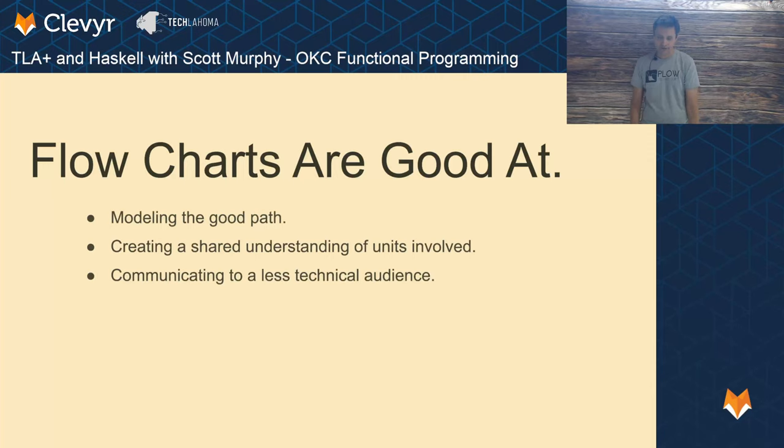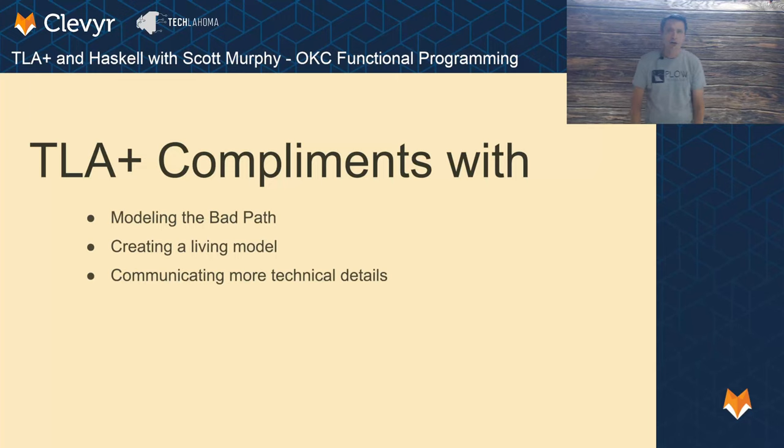But where they get really annoying is once you start thinking about exception handling, once you start thinking about bad path stuff, right? TLA is much better at this. So, complementing timeouts, system pauses, all the things that go wrong that you don't want to add 27 new branches to your flowchart for, because it's going to confuse everyone who looks at it. But you still care about those things. In fact, as developers, it's really all you spend your time doing. So that's where TLA is very, very helpful.